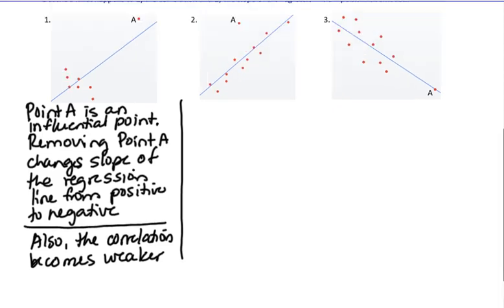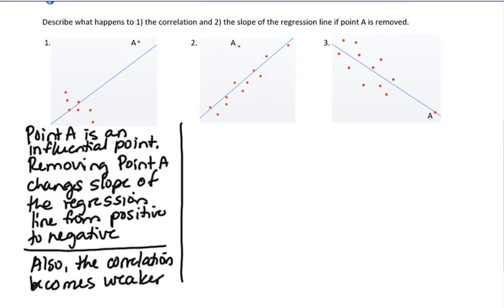As we saw when we removed point A, it changed the slope of the regression line from positive to negative. Therefore, we can say that point A is an influential point because it makes a drastic change in the correlation. As a matter of fact, the slope of the line goes downward now instead of upward.